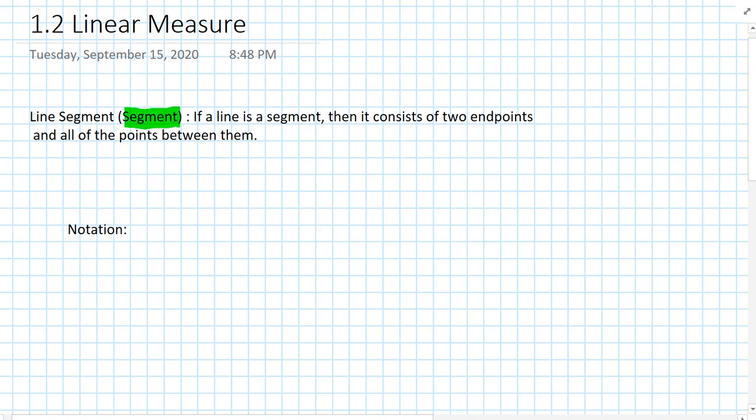And this definition says if a line is a segment, then it consists of two endpoints and all of the points in between them. So I'm going to have one endpoint here, another endpoint somewhere else, and then everything in between them is just going to be a line that connects these two points.